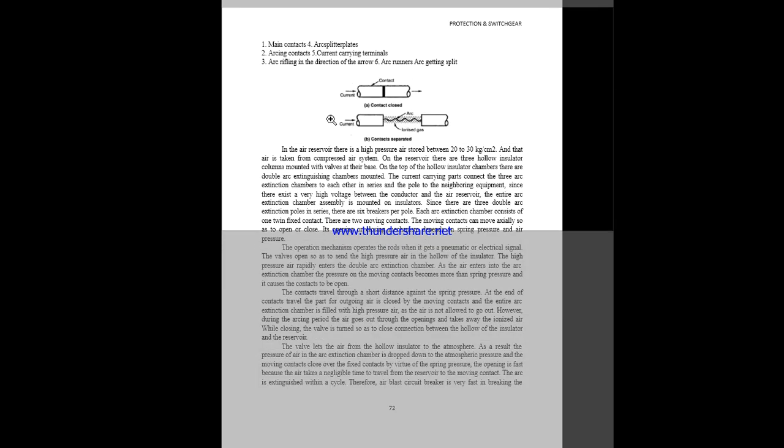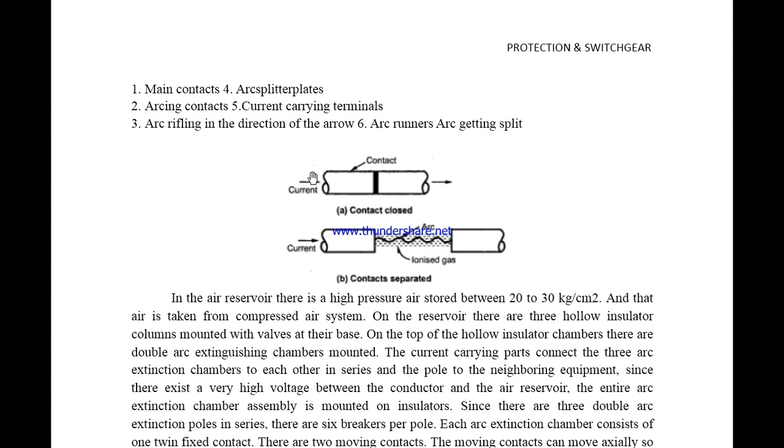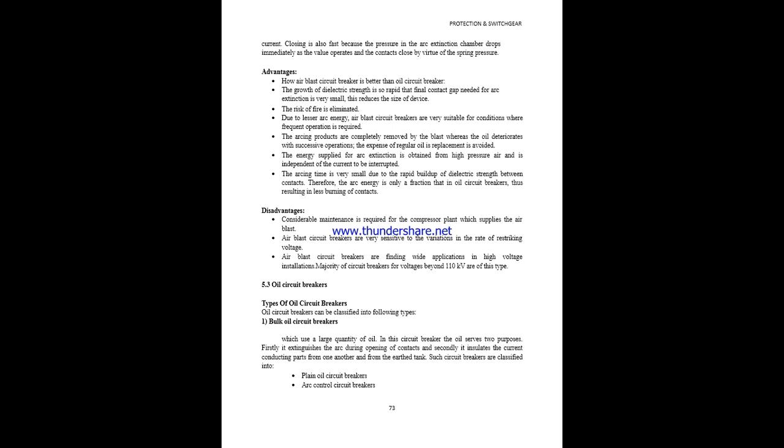Here we can see the main contacts and how they are arranged. For the normally closed type, the current will be entering through the contact. When the contacts are getting separated, an arc will be formed. Here the ionized gas will be obtained. This is the process of ionization. If the length is increased, obviously the impact of the arc will be reduced.